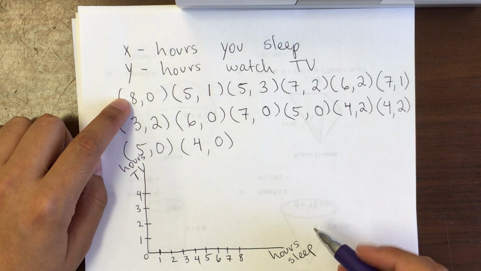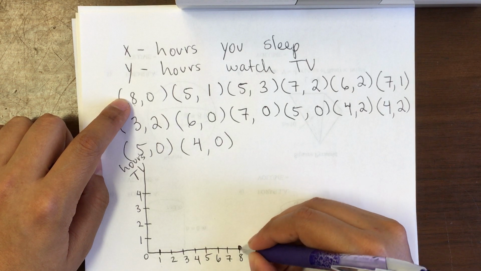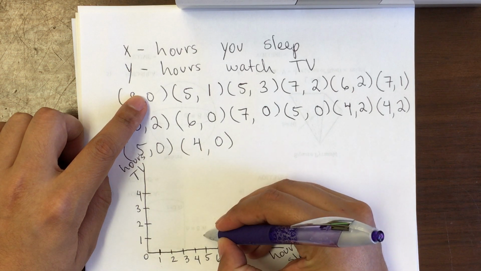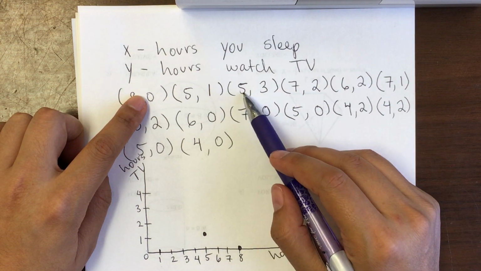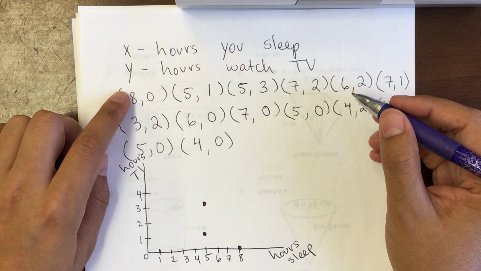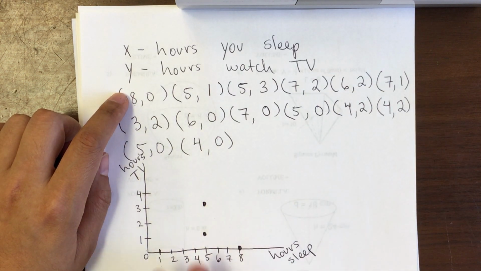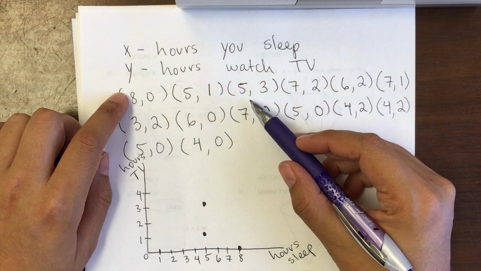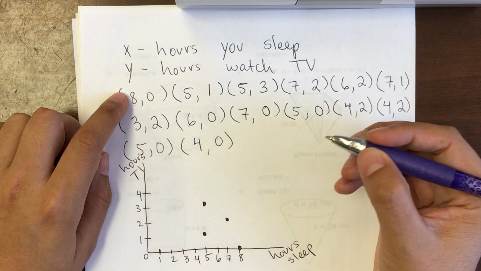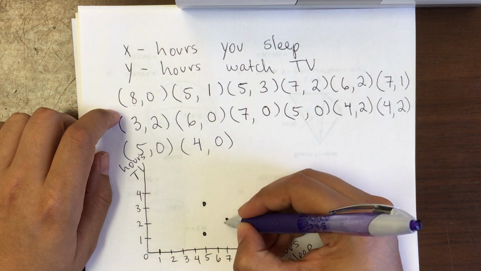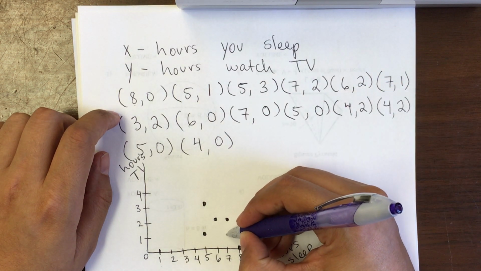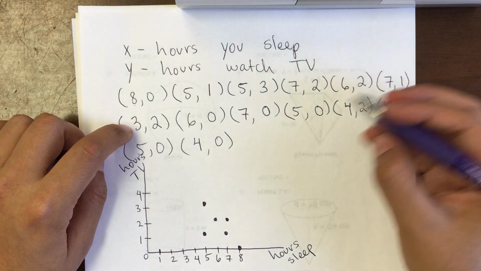So the first one is 8-0. 8-0 is right here. Then the next one is 5-1. The next one is 5-3. And so right now that I'm graphing, I want you to look at the data and see what relationship you see. 5-3, 7-2, 6-2 is right here. 7-1, it's around right here. 3, 2.